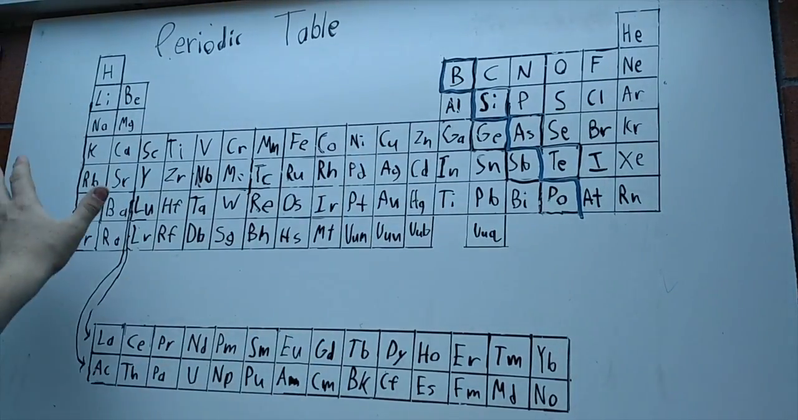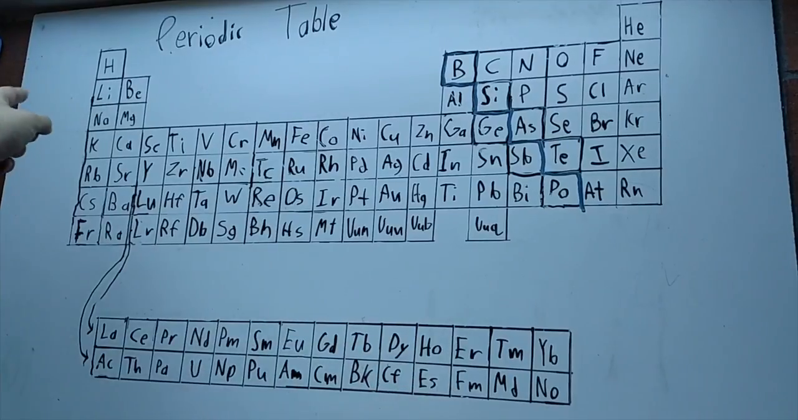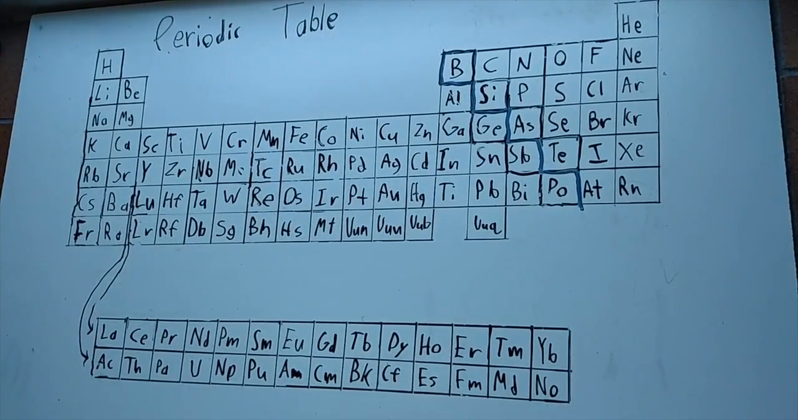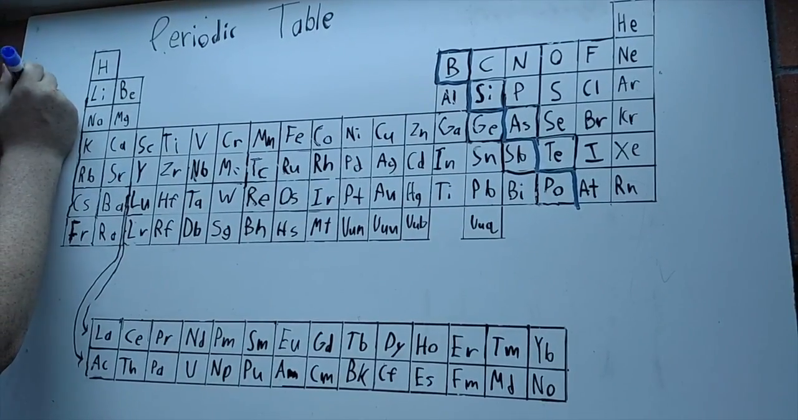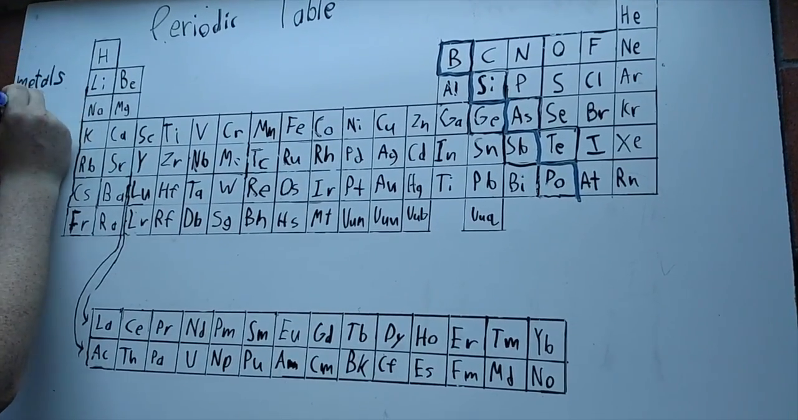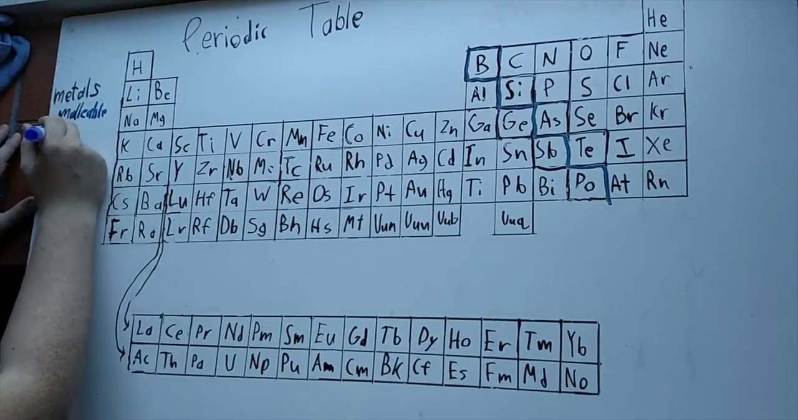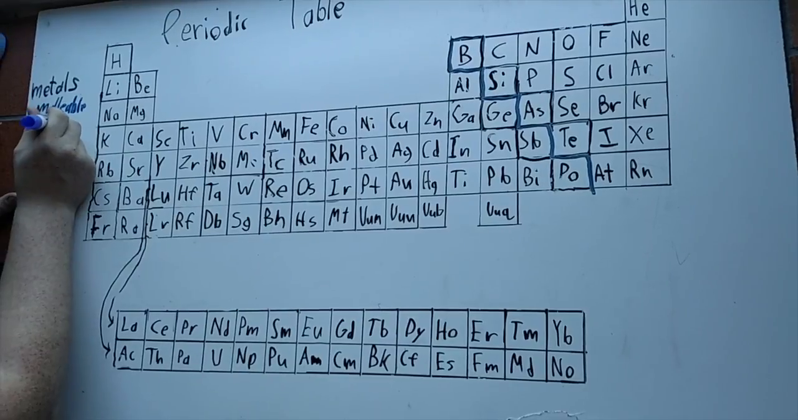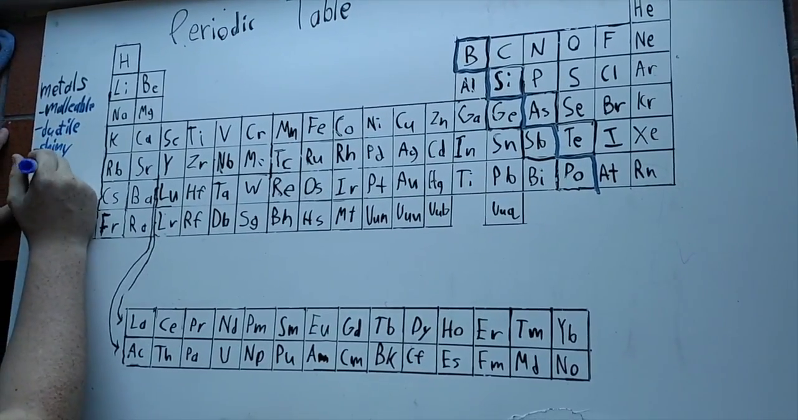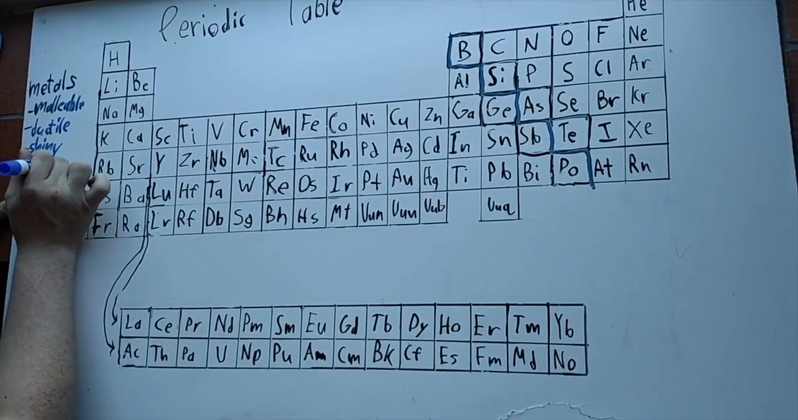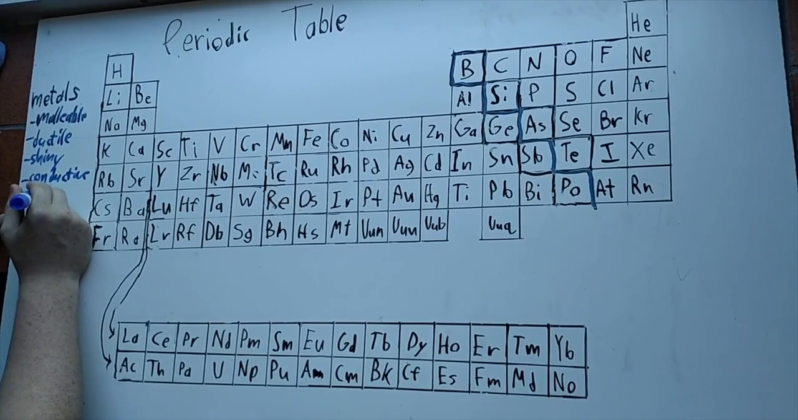All the elements on the left side are metals, and all the elements on the right side are nonmetals, except for hydrogen. That one is considered a nonmetal. You can tell what a metal is because metals are malleable, ductile, shiny, conductive, and in most cases, except for mercury, solid.